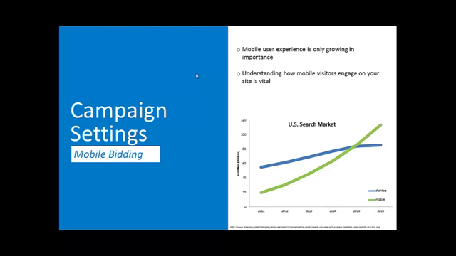The second campaign setting that I wanted to look at was mobile bidding and mobile bid modifiers. Mobile traffic is really growing in importance, and this chart I've laid out here is showing the amount of mobile searches done year over year in the United States. So 2014, we're still seeing more desktop and laptop searches over mobile, but in 2015, those will be equal, and then 2016, mobile traffic is actually going to surpass what's being searched for on the desktop.